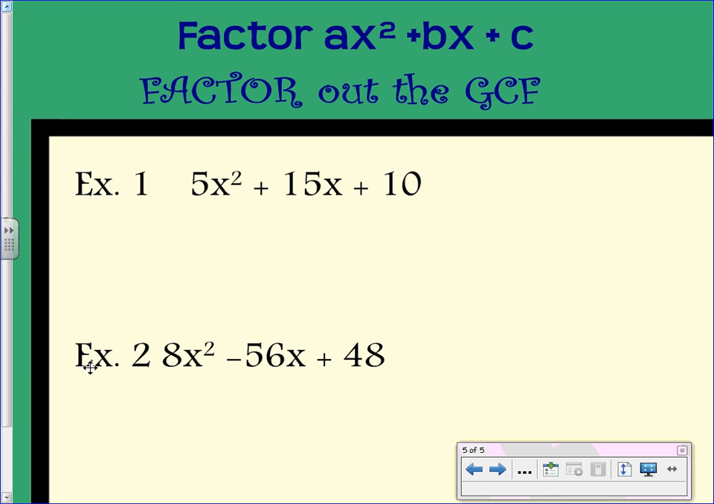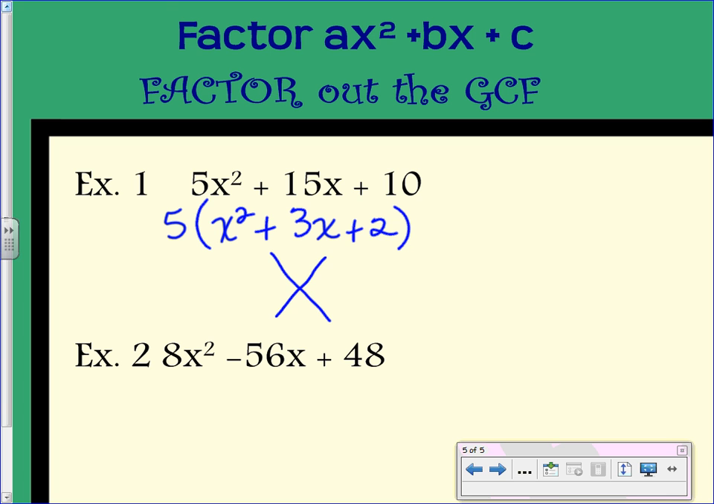If you look at the A, the B, and the C value, you'll notice that you could divide those by 5. So you could factor out a 5. So I'm going to write my 5 out here, and then I'm left with x squared plus 3x plus 2. Again, if you want to check yourself, just distribute that 5 to everything again to make sure you get back to the original problem. And then factor from there.